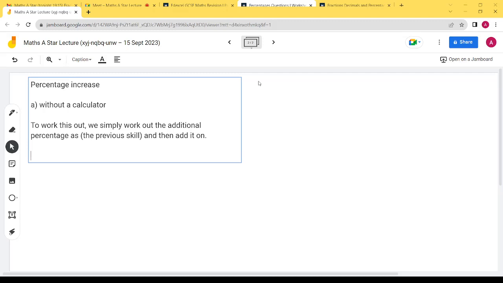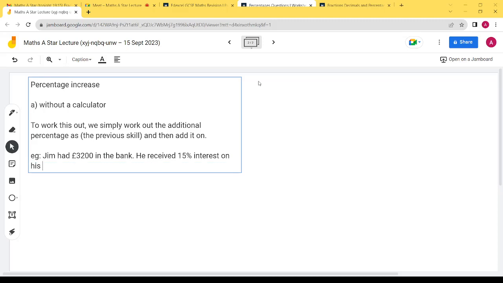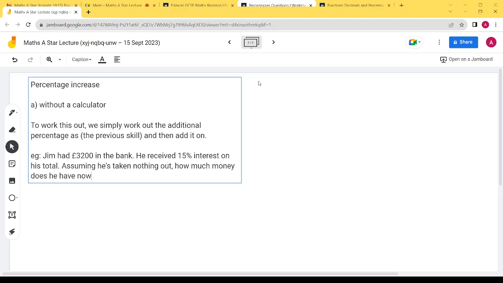So now we've got, let's say, e.g., Jim had £3,200 in the bank. He received 15% interest on his total, assuming he's taken nothing out. How much money does he have now? Jim's obviously got a better bank than I do anyway, but exactly.